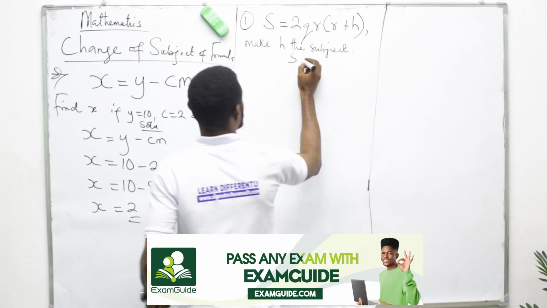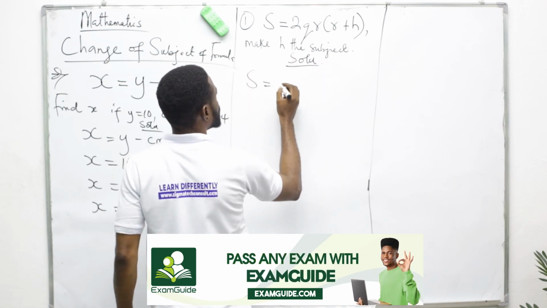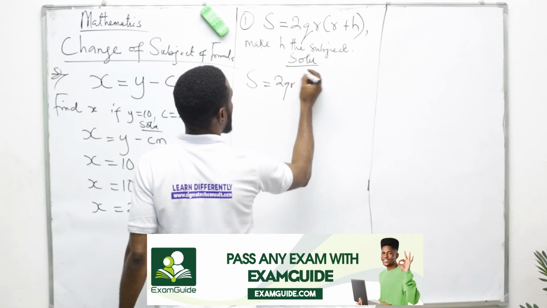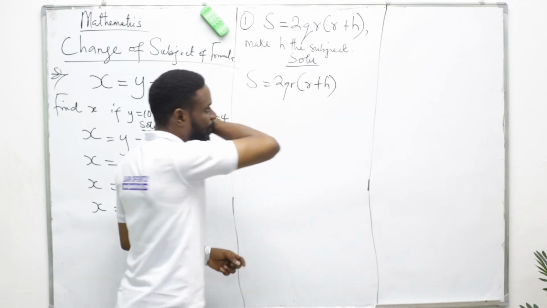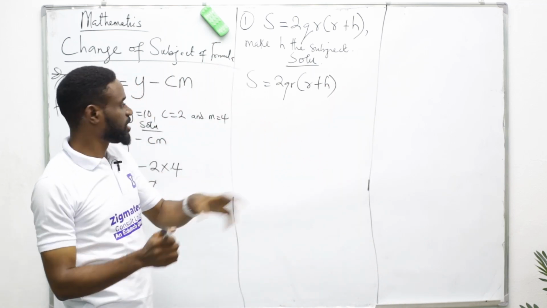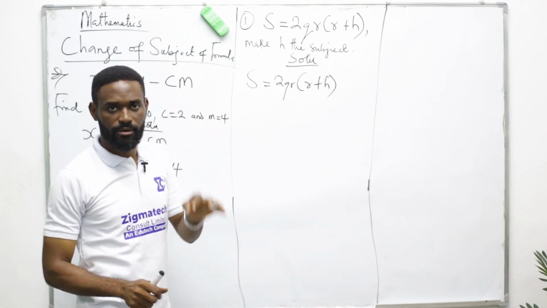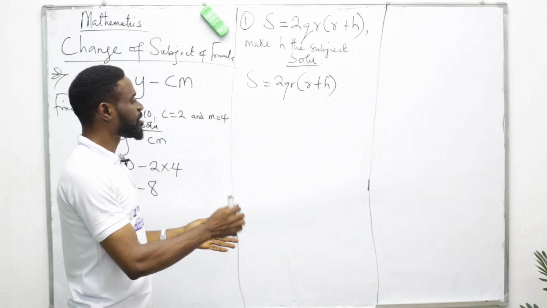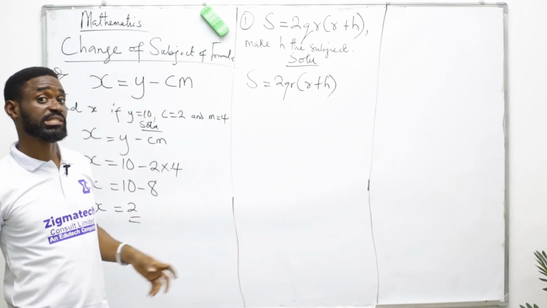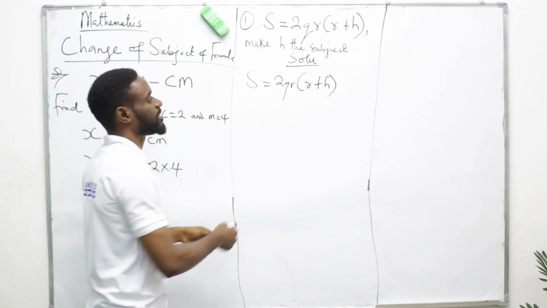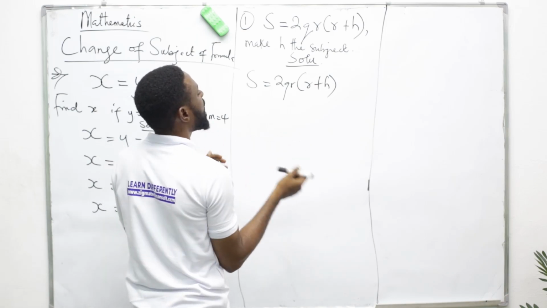Now, this is the expression we are given. S is equal to 2QR, R plus H. Now, the subject here is S. So they want H to become the subject now. Okay? So what do we do? Simple. There are some mathematical principles or manipulations that you can just put in and you get this thing out of this place.